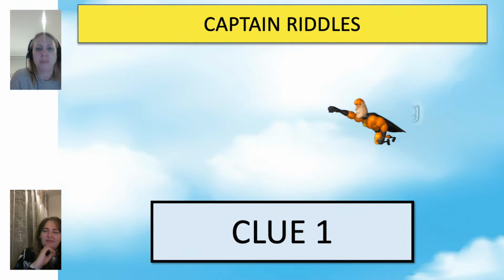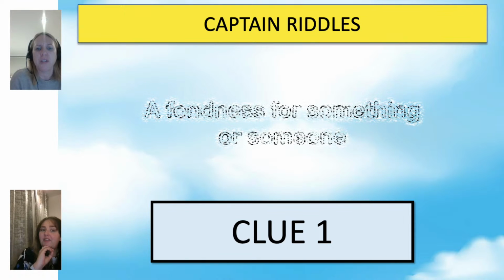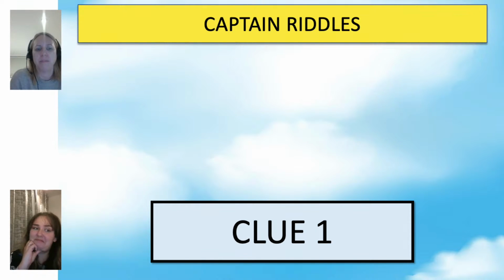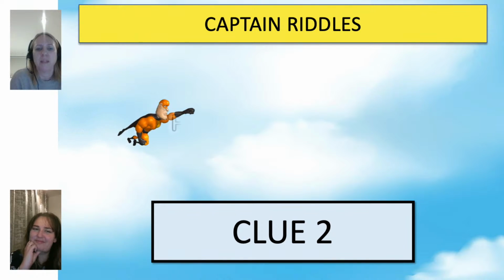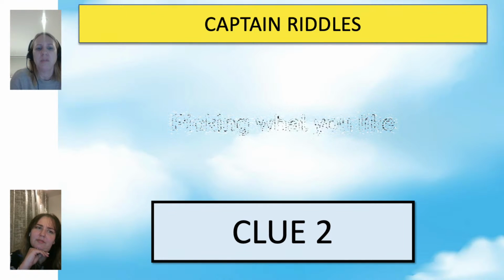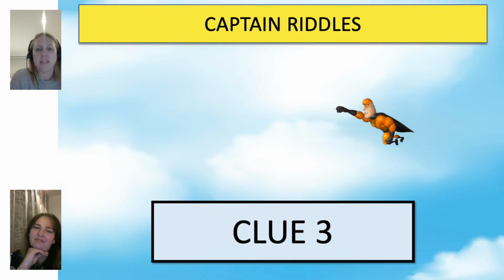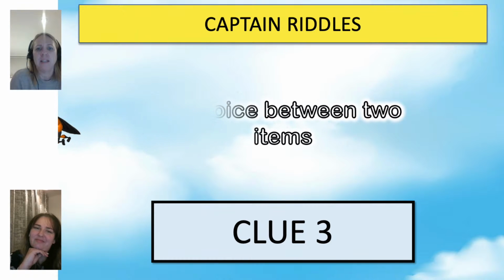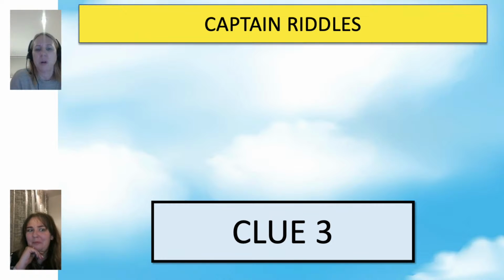So clue 1 is a fondness for something or someone. Okay. And clue 2 is picking what you like. So we've got a fondness for something or someone, picking what you like. And the last clue is a choice between 2 items. So what could the word be, do you think?